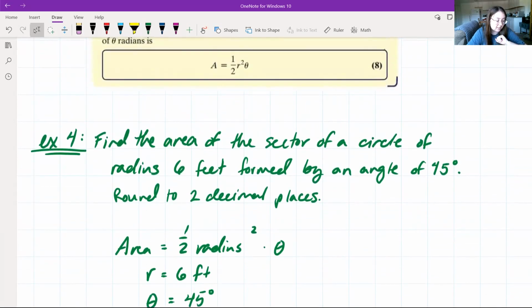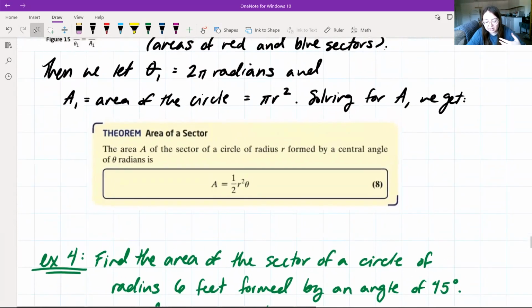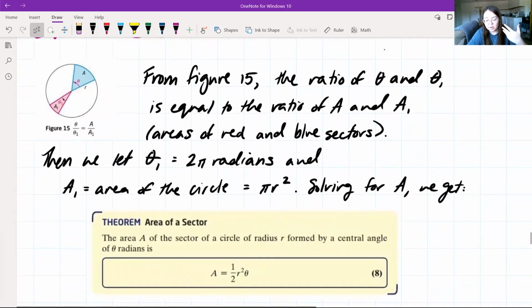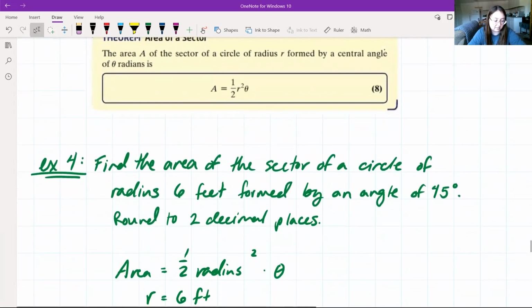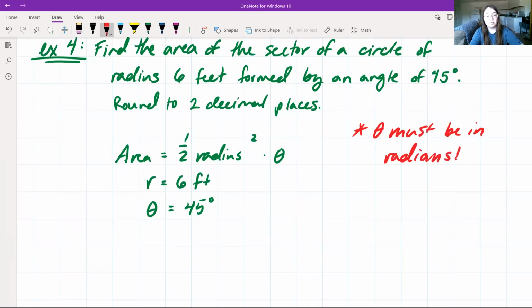So we have that theta is 45 degrees, but we need radians. We need to have our angle in radians because we're using this area of the sector. Whenever we're finding the area of a sector or arc length, we have to have theta in radians. So theta must be in radians, which means that we need to convert it.